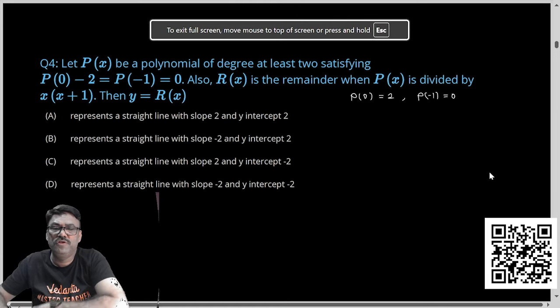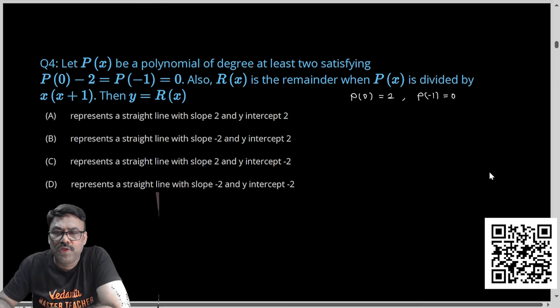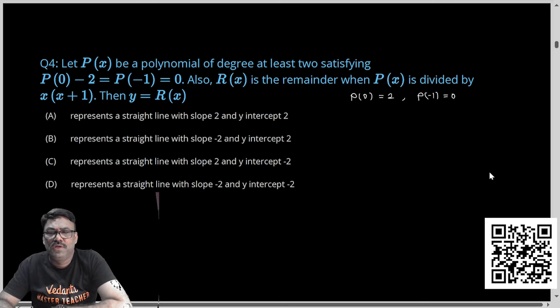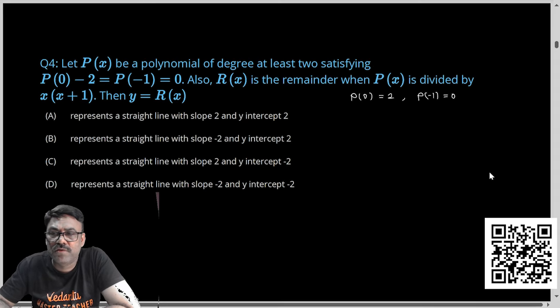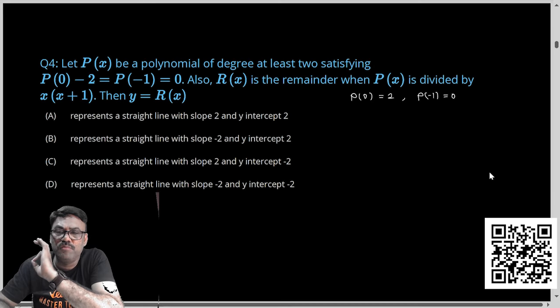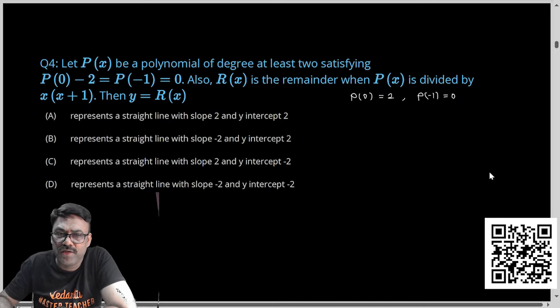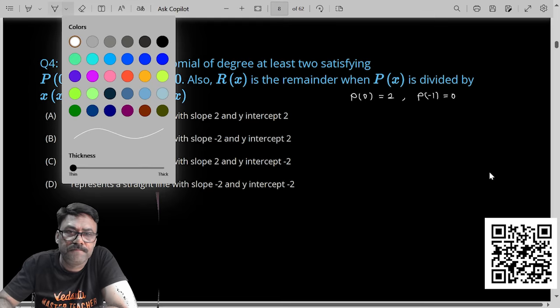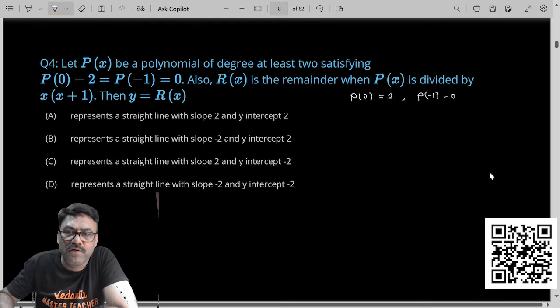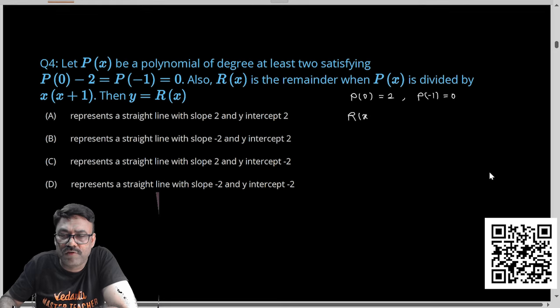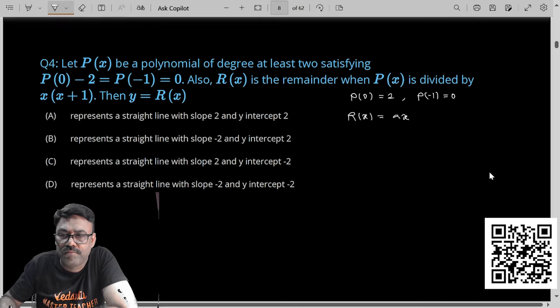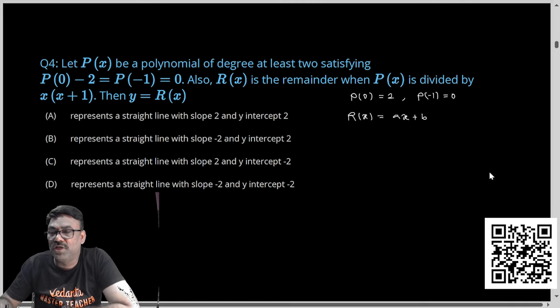Yes. So P0 is 2 and P of minus 1 is 0. Now Rx is the remainder when Px is divided by x squared plus x plus 1. So what is Rx here? You are dividing Px by a quadratic, so the remainder can be at most linear, meaning the remainder will be either a constant or of degree 1. So I can assume that Rx is ax plus b. The remainder will be either a constant or linear. If a is 0, it is constant. If a is not 0, it is linear.